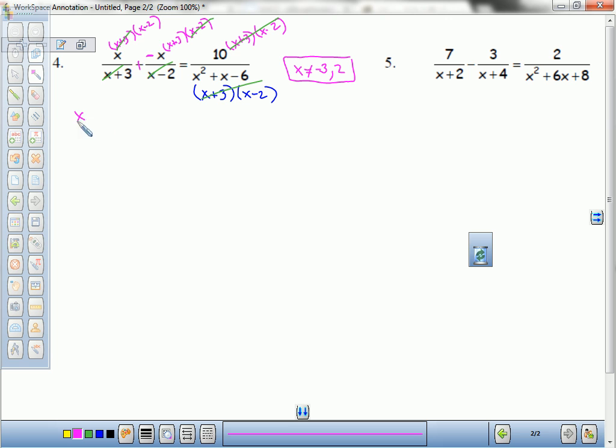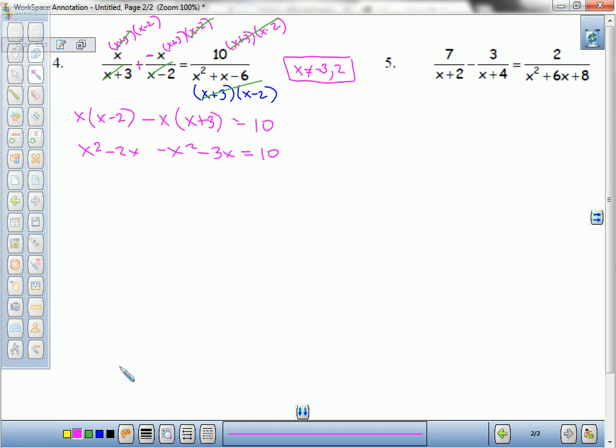So we're left with x times the x minus 2. We're left with a negative x times the x plus 3 and a 10. So we get x squared minus 2x minus x squared, woohoo, not a quadratic, minus 3x equals 10. So the x squares are going to cancel this time, so it's a little easier. We're left with negative 5x equals 10. So x equals -2. Was -2 in the no-no? It wasn't, so that's our answer.